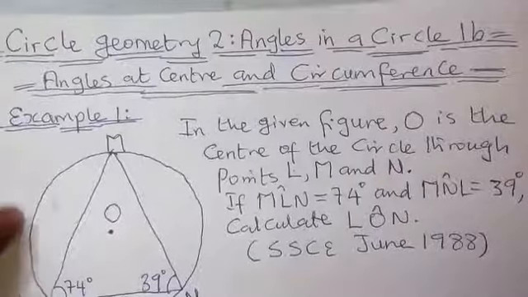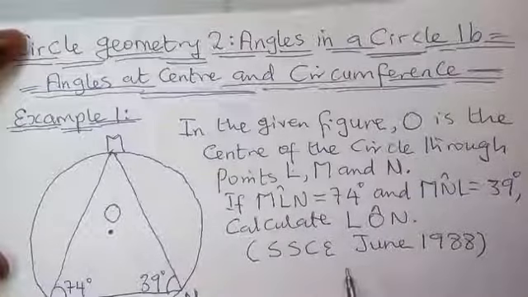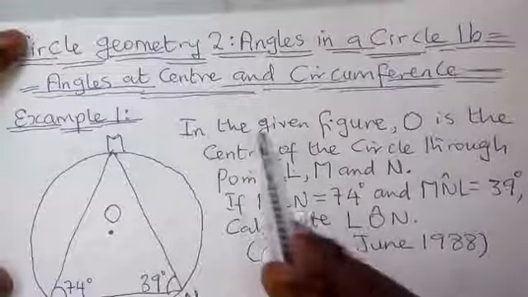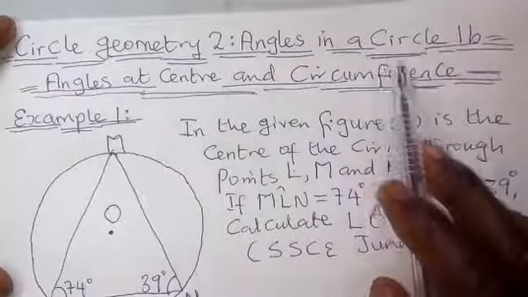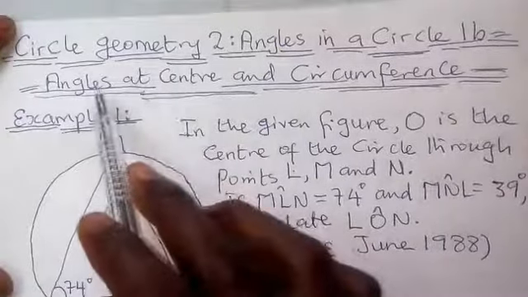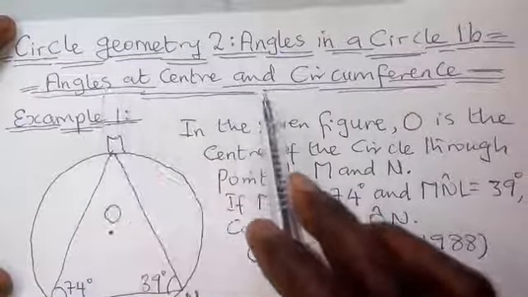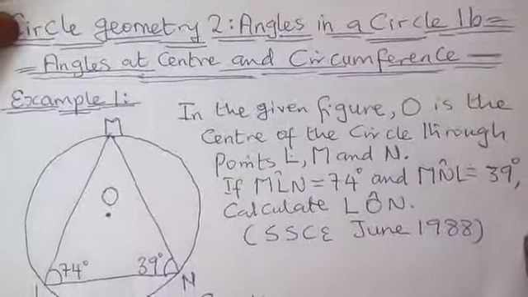Now we are going to take two examples in this lesson to illustrate the concept of circle geometry 2, angles in a circle 1b. That is, we are still continuing on angles at center and circumference. So let's get started with the first example.